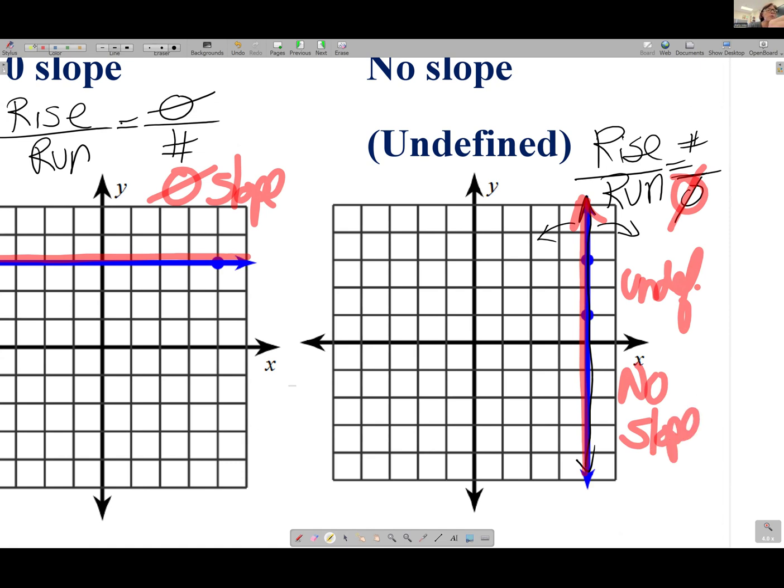No slope and 0 slope are not equivalent. Be very careful with that. So undefined. The way I remember that is I make a U in ASL, that's a U, and the U is vertical, so it is undefined.